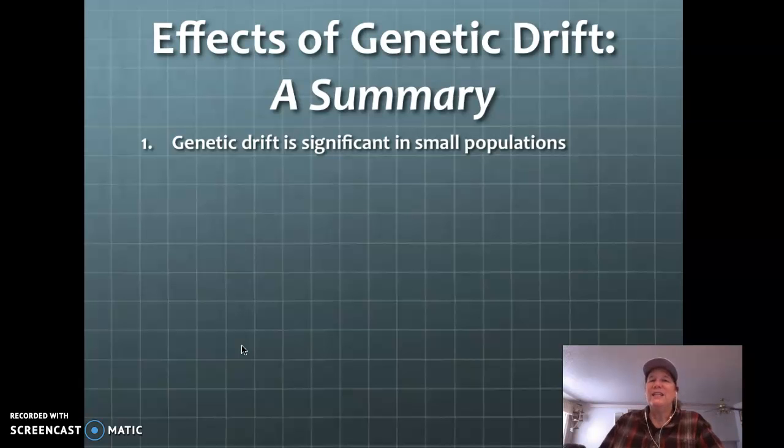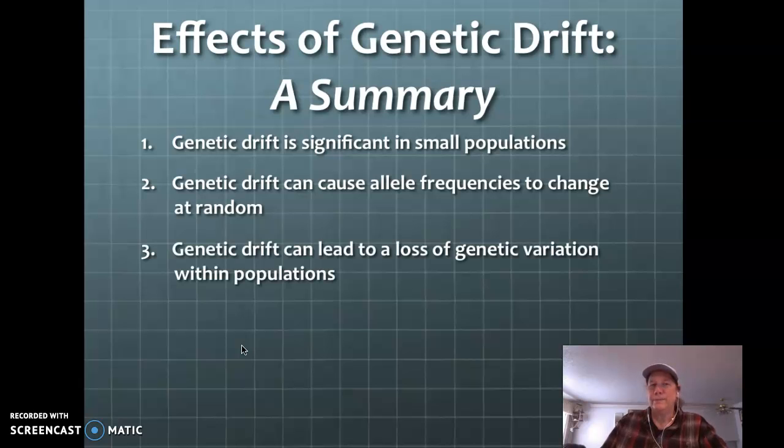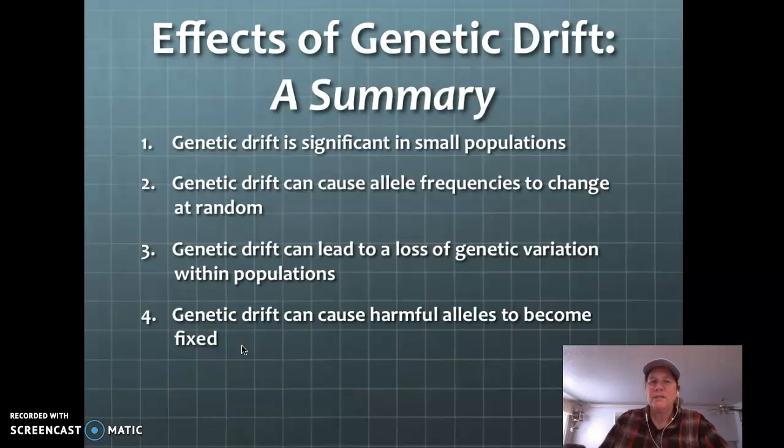Okay. So what happens with genetic drift? Genetic drift is significant in small populations. It can cause allele frequency to change at random. The genetic drift can lead to a loss of genetic variation. Again, you can end up with a characteristic that you don't want there, but now it's going to proliferate and cause problems. And it can cause harmful alleles to become fixed. And this is a big one, like I was talking about with dog breeding. We have so many more issues with our dogs because of this small group breeding, not being conscious about what you were doing and just getting as many puppies as possible so you can make money instead of really taking care of the breed.